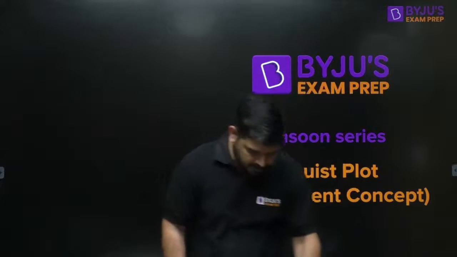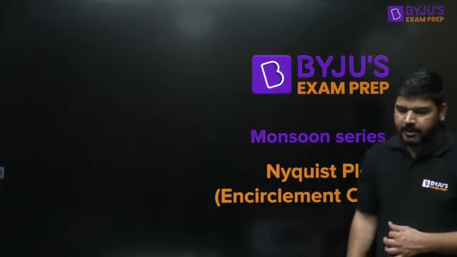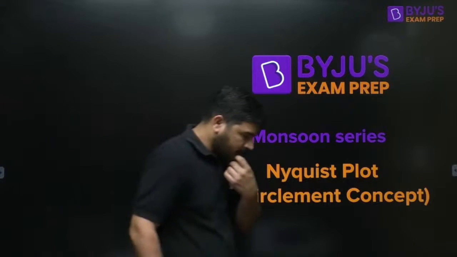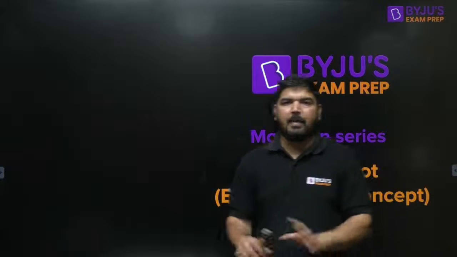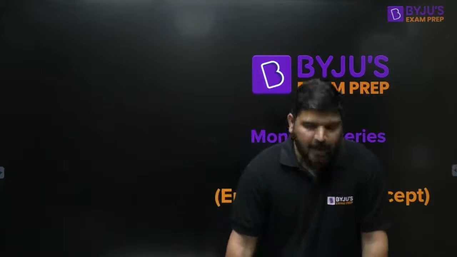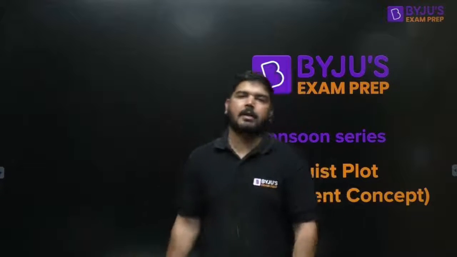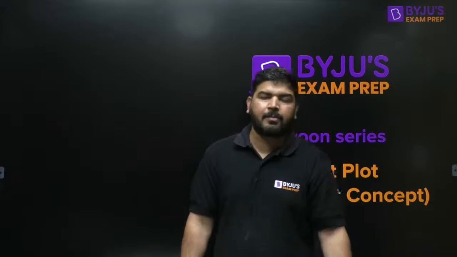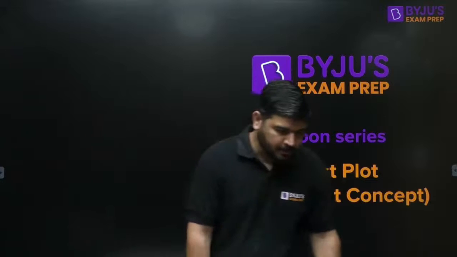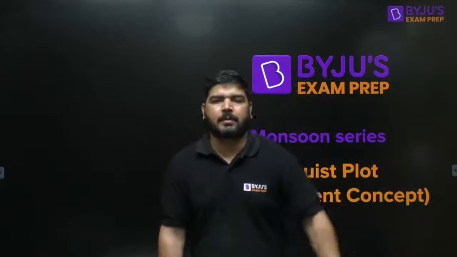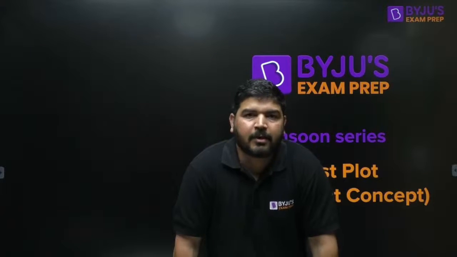So I hope your preparation is going well. In the previous class we were discussing the Nyquist plot, and if you remember I told you how to do the mapping process. The mapping was very lengthy, and to map the complete right half contour is a lengthy process. So I will tell you the trick also, a direct trick by which you can map and see the stability of the closed loop system.